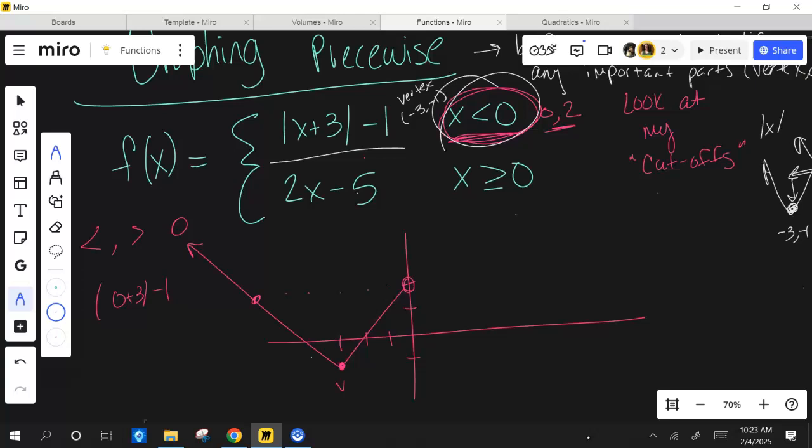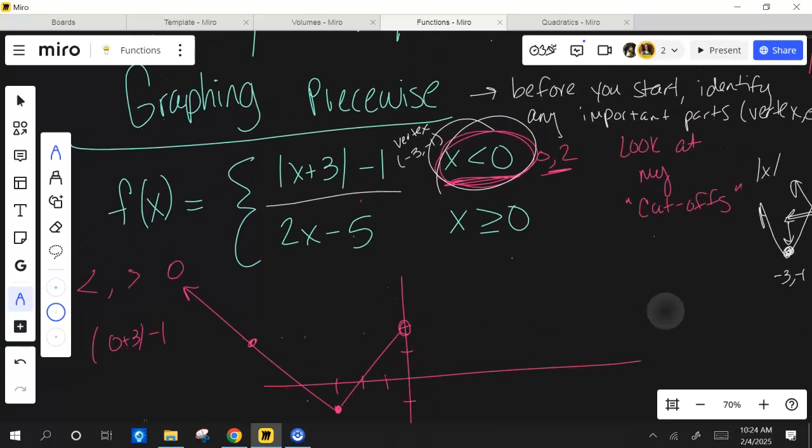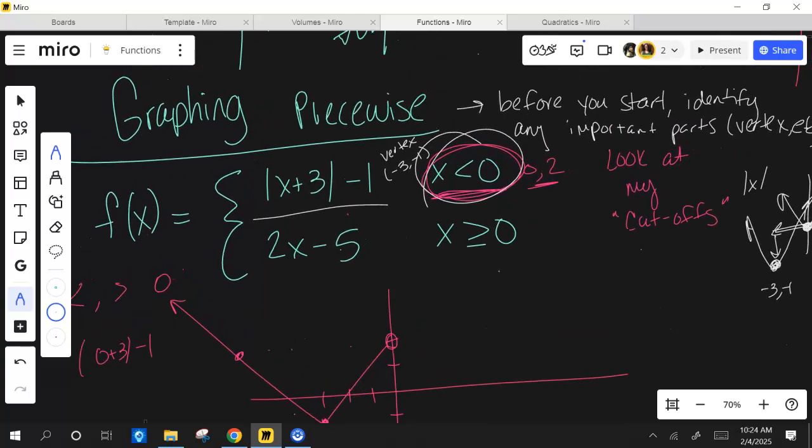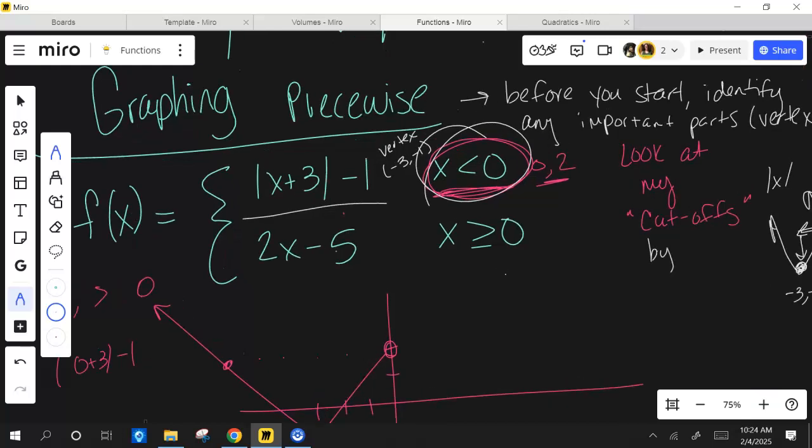It'd be filled in, it'd be closed in. And we're going to do that in just a second. I needed to find the cutoff point. That's where I stop the graph. I plugged it in. I always look at the cutoff by plugging in.